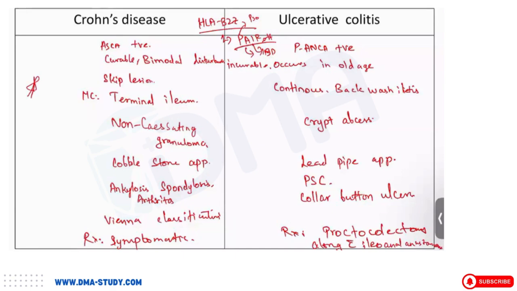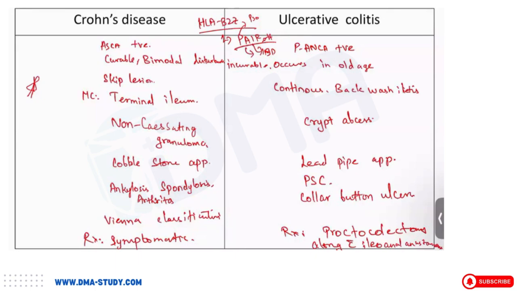ASCA positive is seen in Crohn's. Lead pipe appearance is seen in ulcerative colitis. I will say the finding, you tell me whether it's Crohn's or ulcerative colitis. Is that okay? Okay, very good. So, which one is the non-curable one? Ulcerative colitis. Skip lesions are seen in Crohn's disease.